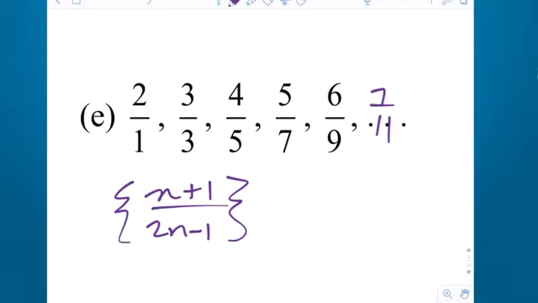Plus 1 plus 1 plus 1, so that's 1 times n. Plus 2 plus 2 plus 2, that's 2 times n. So again, repeated addition turns into multiplication, and then you can make little adjustments in the numerator and denominator. So that's correct.